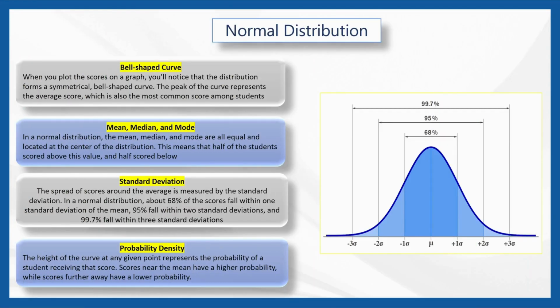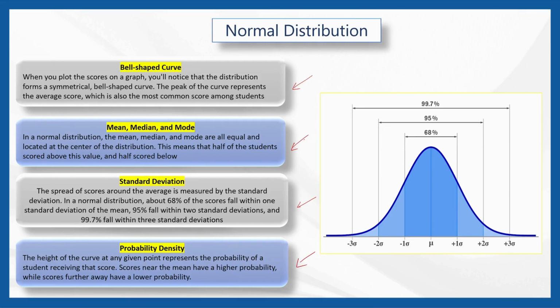Now let's understand the example that we just saw, or the use case of the number of students and their distributions with respect to the scores that they have got in the test, and analyze the important characteristics of the normal distribution, namely bell-shaped curve, mean, median, mode, standard deviation, and the probability density.